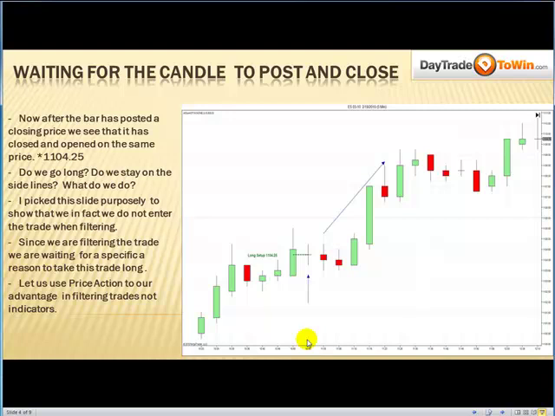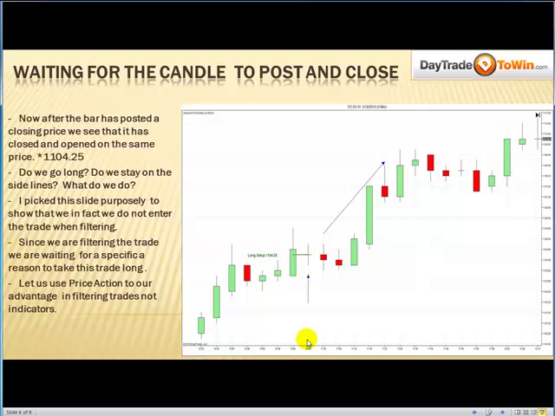Well, I picked this particular setup. It happens to be February 19th. I picked this specific chart on purpose to show you what we do. In fact, we don't enter the trade. In filtering the trade, we are waiting for a specific reason to go long. Okay, we know our entry, but now we're filtering it.